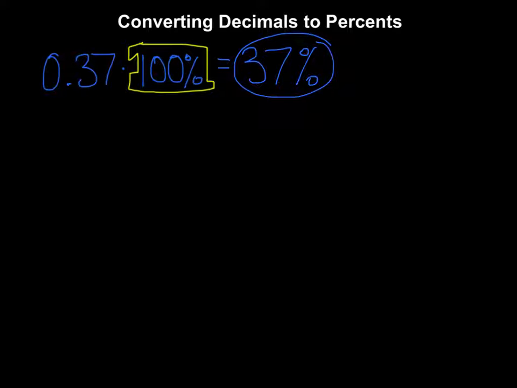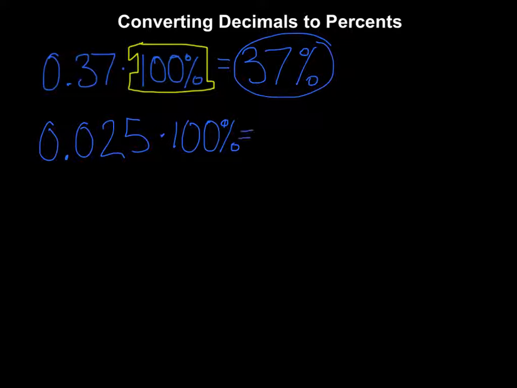For our next example, let's take 0.025, and it's the same thing. We're going to multiply by 100%. And just like before, the decimal will move 2 times and get bigger. So once, twice puts the decimal in between the 2 and the 5, and a percent sign tags along to the answer. So 2.5%.